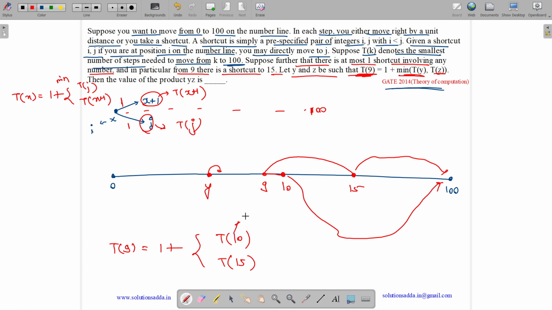So 10 is basically called y and 15 is basically called z. So the product of y z is, y is 10, z is 15, so 15 into 10 is 150. So the answer to this question is 150.